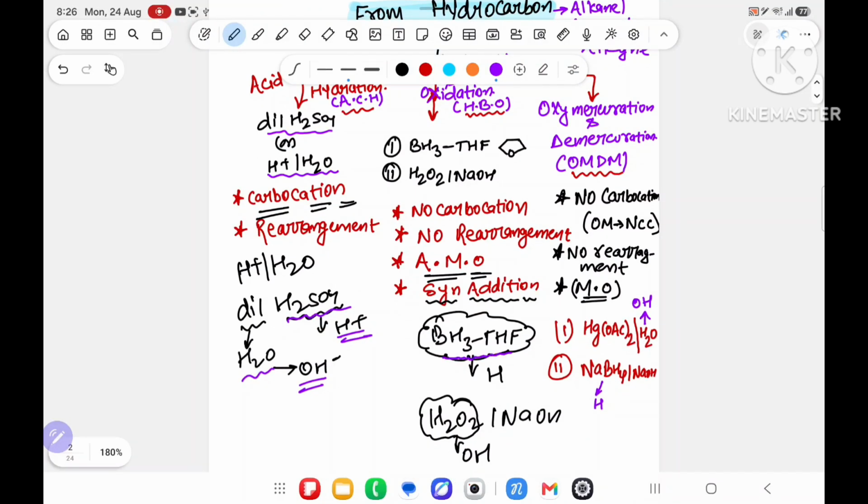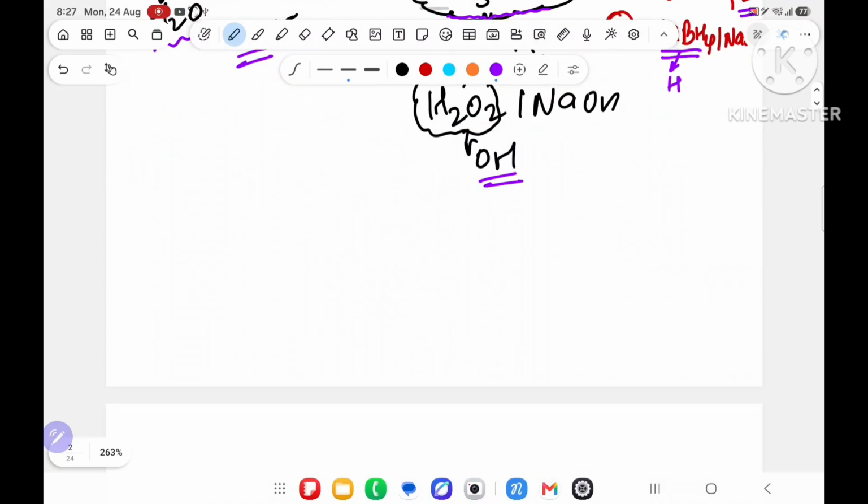Similarly, over here, BH3 will give H and H2O2 will give OH. Similarly, in oxymercuration demercuration, H2O will give OH and NaBH4 will give H. This part understood. Then it will form carbocation, rearrangement. No carbocation, no rearrangement, anti-Markovnikov rule, syn addition. Very important. Then no carbocation, no rearrangement, because of the non-classical carbocation, Markovnikov's rule it will follow. If you understand this flow chart, then on the basis of this flow chart, I am going to write some examples and we will try to solve them.